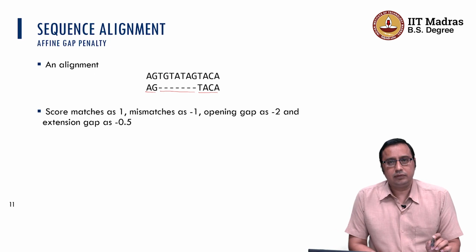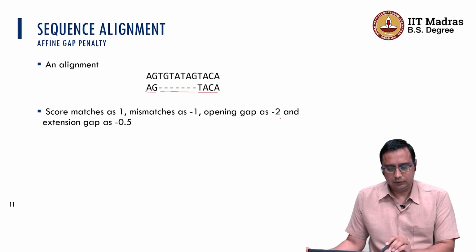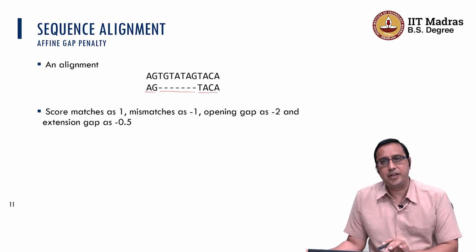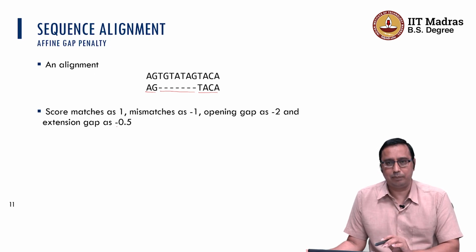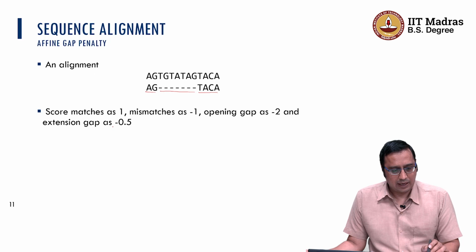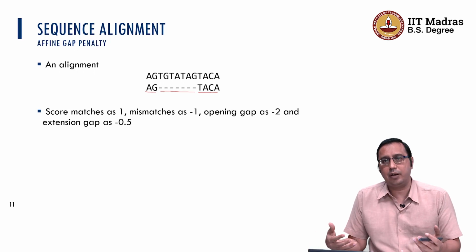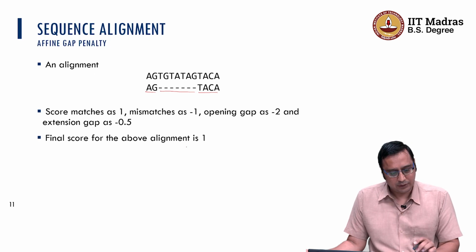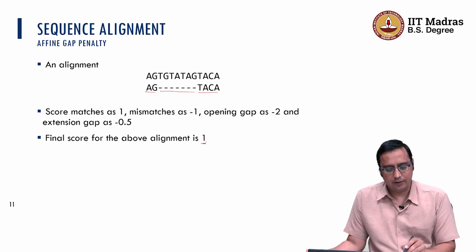So here again there is a little bit of change in the score. For the opening gap I will provide a score equal to minus 2, which is equal to the constant gap penalty. However, for the extension gap I will provide less penalty, meaning minus 0.5. Remember that affine gap penalty helps us to create more biologically significant sequences. And if we do it this way, then the final score of this alignment is 1.